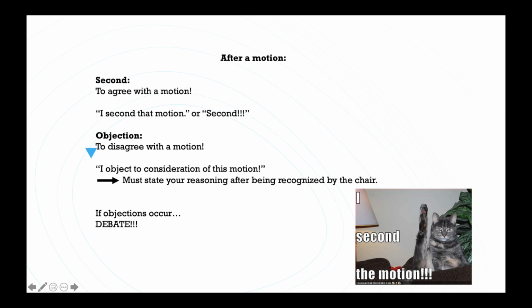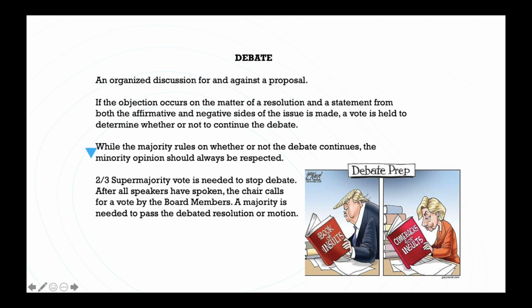How does this debate happen? A debate is an organized discussion for and against a proposal. If the objection occurs on the matter of the resolution and the statement from both the affirmative and negative sides of the issue is made, a vote is held to determine whether or not to continue the debate. While the majority rules on whether or not the debate continues, the minority opinion should always be respected.